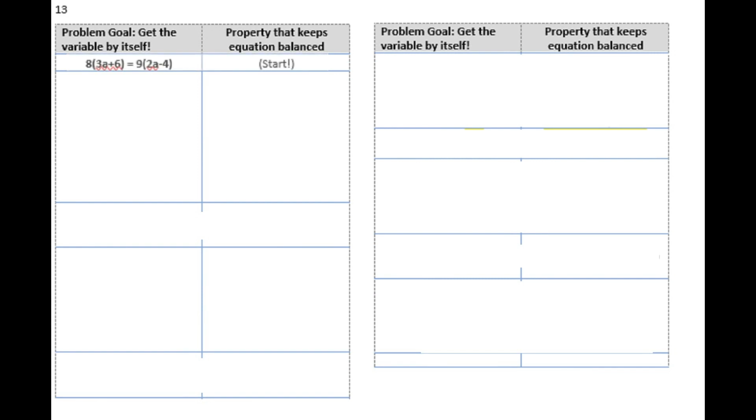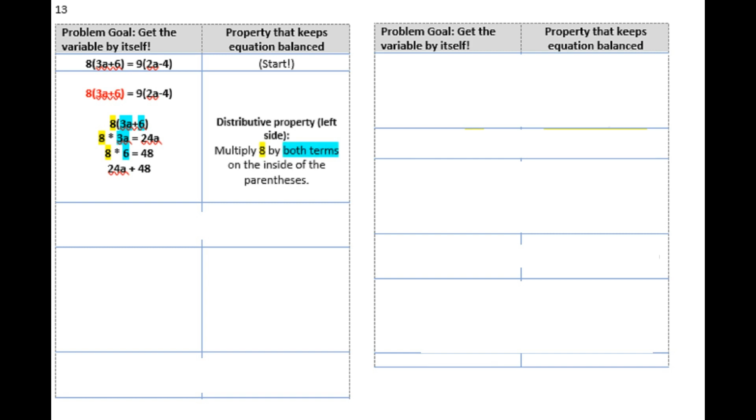So we're going on. And this is number 13. 8 times the quantity 3a plus 6 equals 9 times the quantity 2a minus 4. So again, we just break it down into parts. We're going to start with the left-hand side. 8 times the quantity 3a plus 6. 8 times 3a is 24a. 8 times 6 is 48. So we have here 24a plus 48. All right. The left side is done.